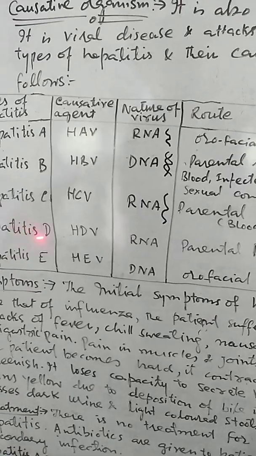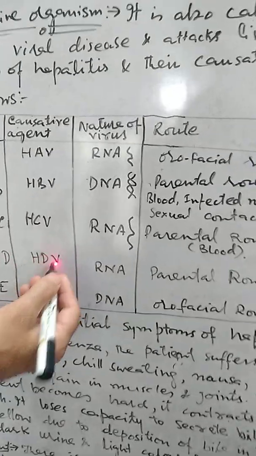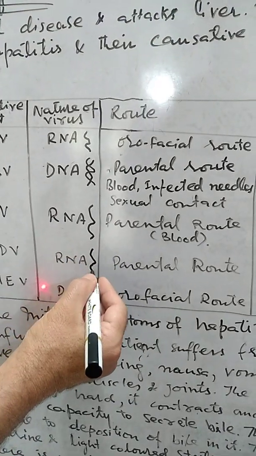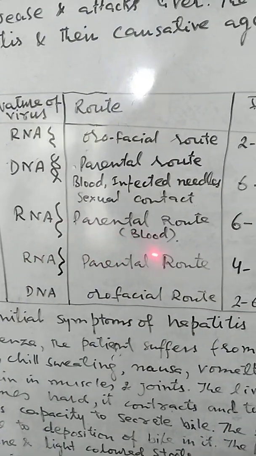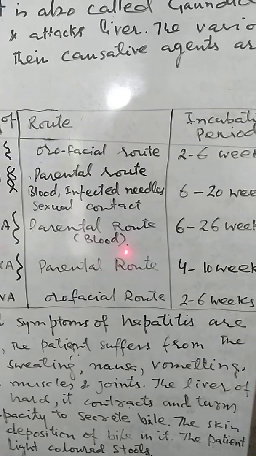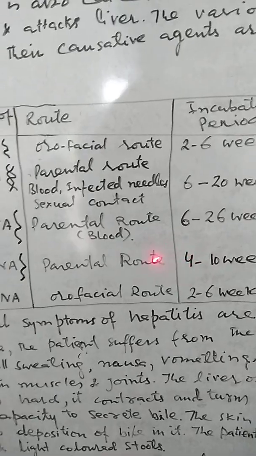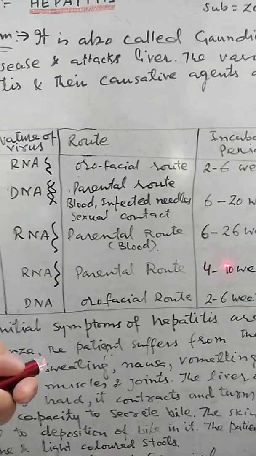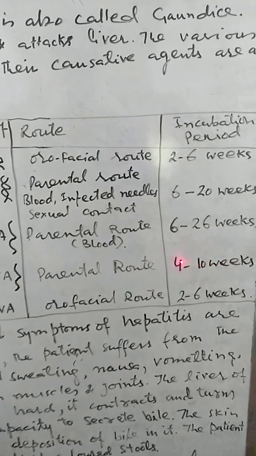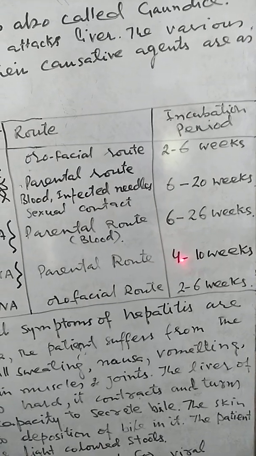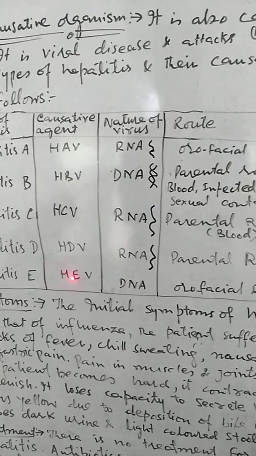So far as hepatitis D is concerned, hepatitis D virus is an RNA virus. It is a single-stranded virus. Parenteral route. It passes from the parents to their child. It takes 4 to 10 weeks: at least 4 weeks and maximally 10 weeks to start showing its symptoms.